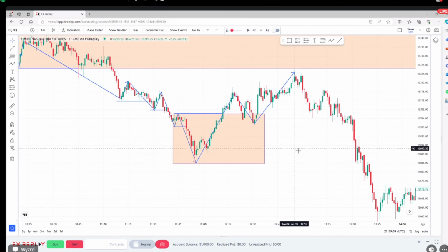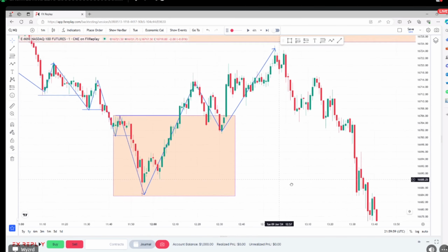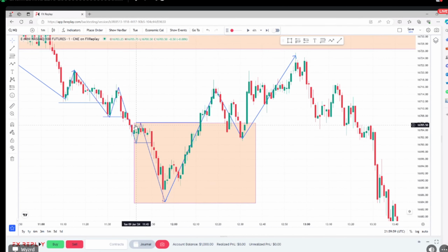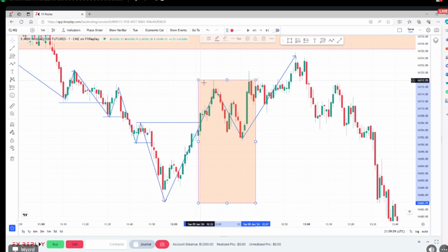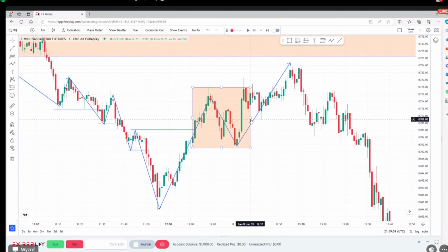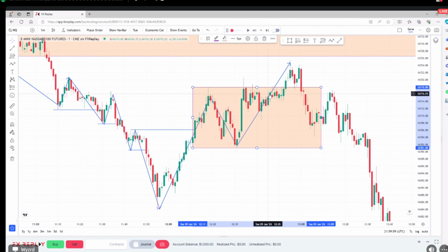So that is going to make this last downtrend our new zone. So anytime you close above an old high, that past downtrend is going to be your new zone. So this right here, as you can see, we come up, we close above, we get our 50%.